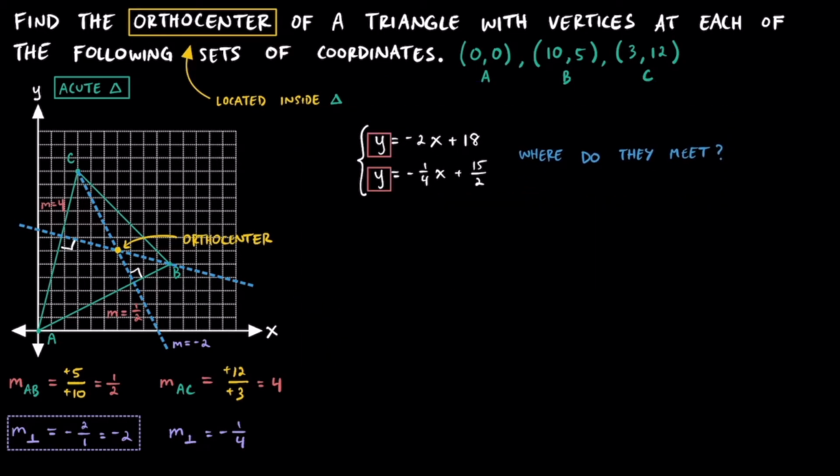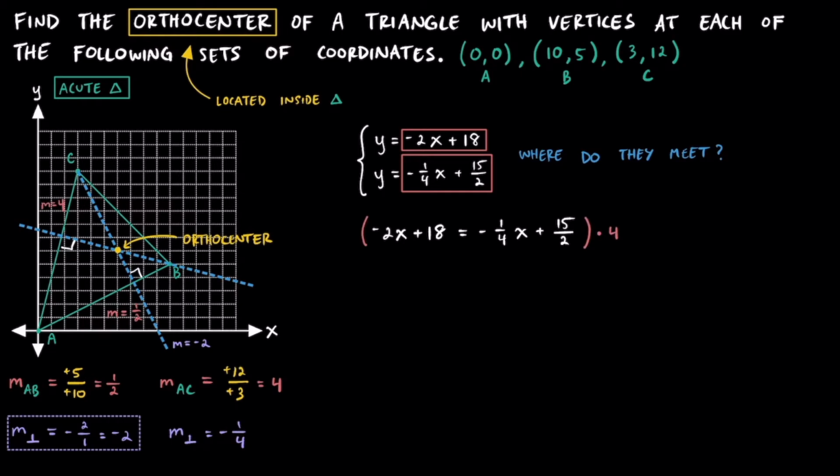Since y is equal to both of these expressions, we can substitute in and write -2x plus 18 is equal to -1/4 x plus 15/2. To get rid of all fractions, we can multiply the entire equation by the LCD of 4, so if we distribute it, we're going to get -8x plus 72 is equal to -x plus 30.